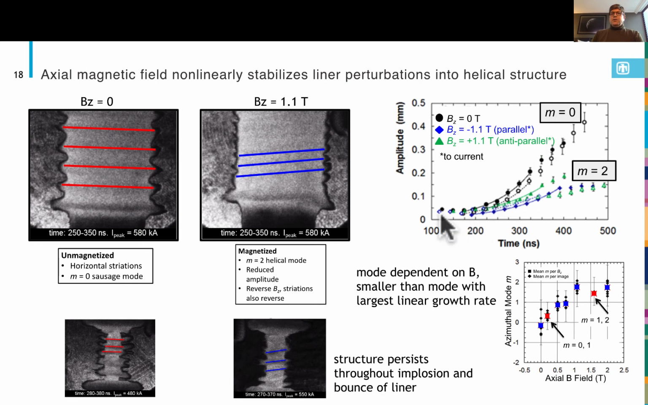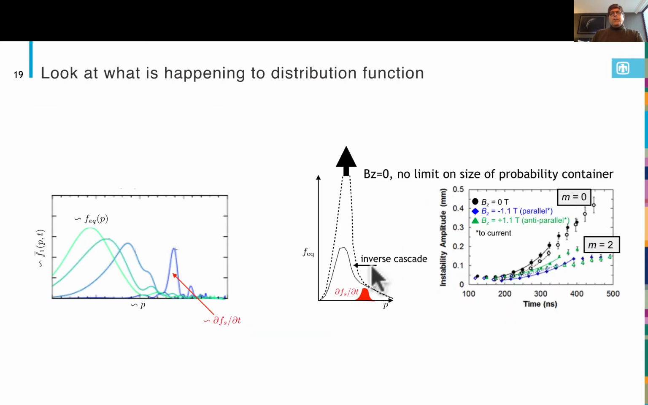As we increase the field, we see an organization through m equals 1 to m equals 2, but we also see a saturation in the amplitude. What's happening here? We're putting in some energy at this scale, where you see this little red peak, and we're getting an inverse cascade down to this preferred location.